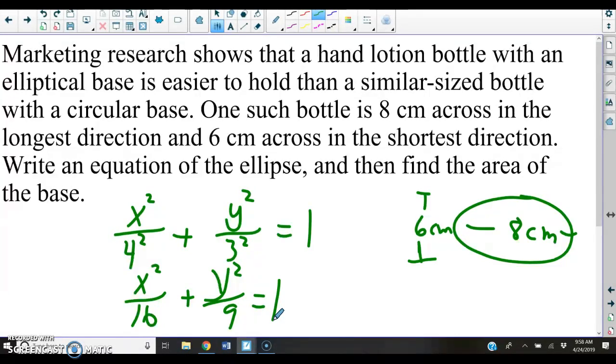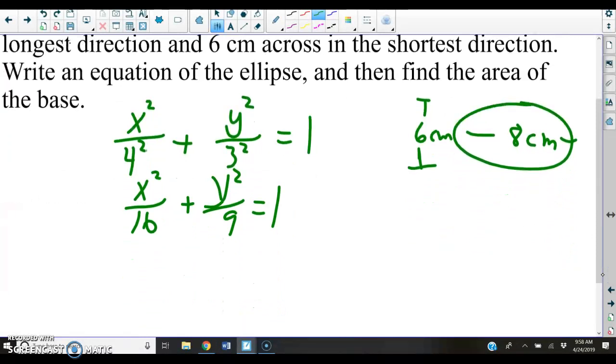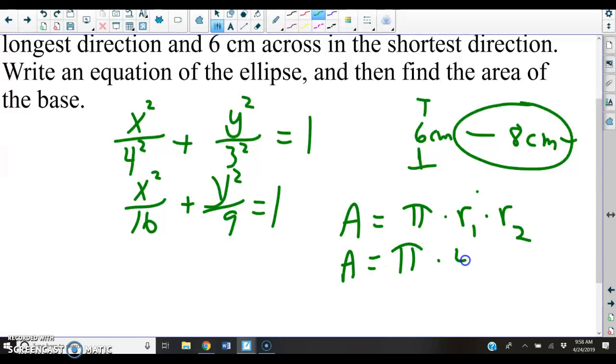Okay, now the problem. How do you find an area of an ellipse? Well, you guys are handy with your calculator or computer, so I bet you could find that. But the area of an ellipse is pi times radius 1 times radius 2. Well, those are just your a and b. So this is going to be pi times 4 times 3, or 12 pi. Okay, it's kind of nice. If you want to multiply it out, it's pretty close to 40.